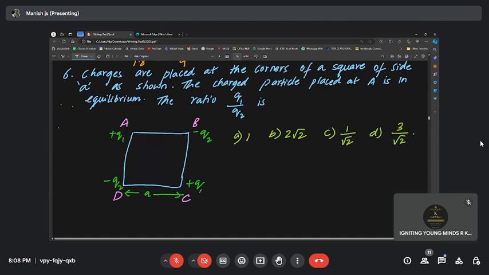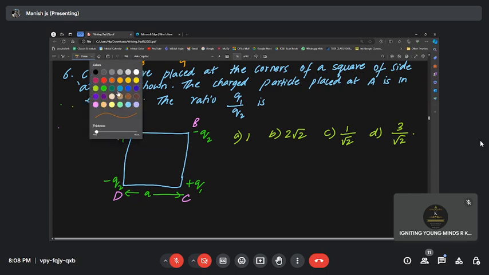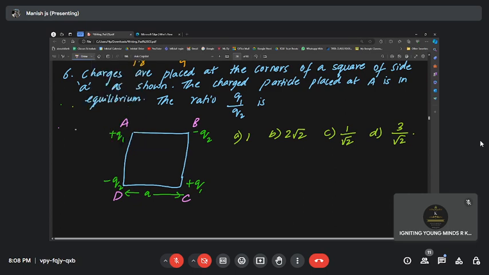So the ratio of charge Q1 to Q2 is what they are asking. What can we do here? Apply Coulomb's force, right? Coulomb's law application. To apply Coulomb's law, what happens at point A? You're going to apply it. 1 by root 2. So what is the nature of the force?